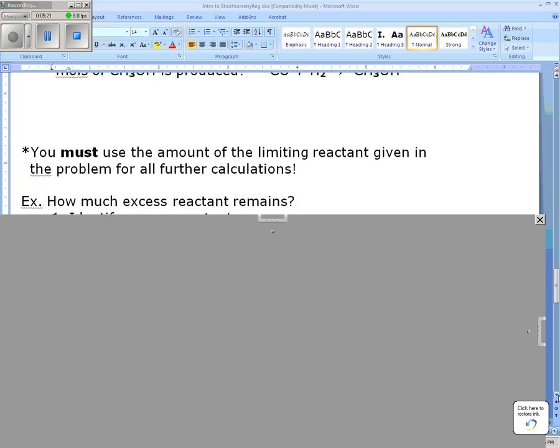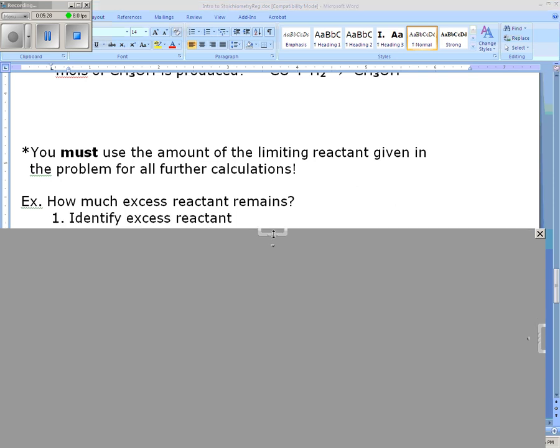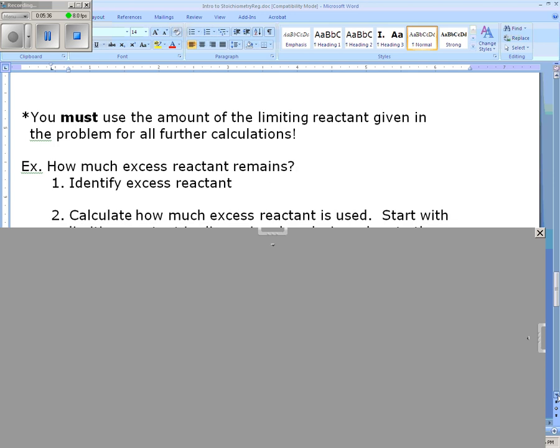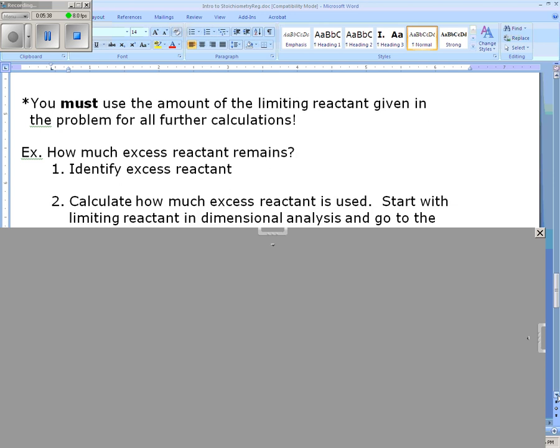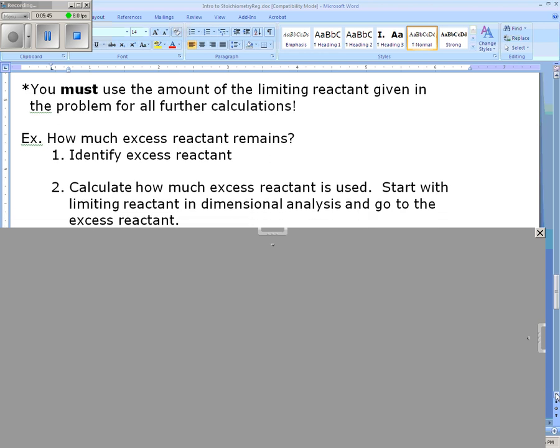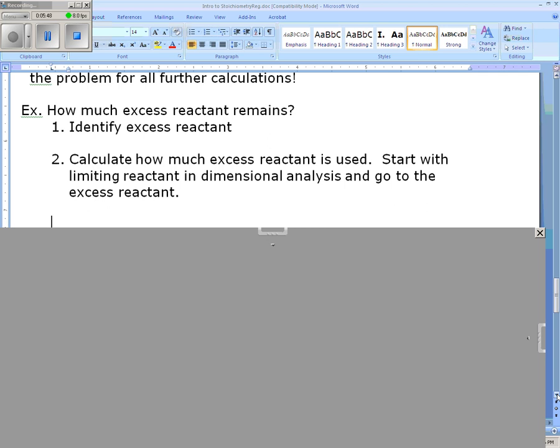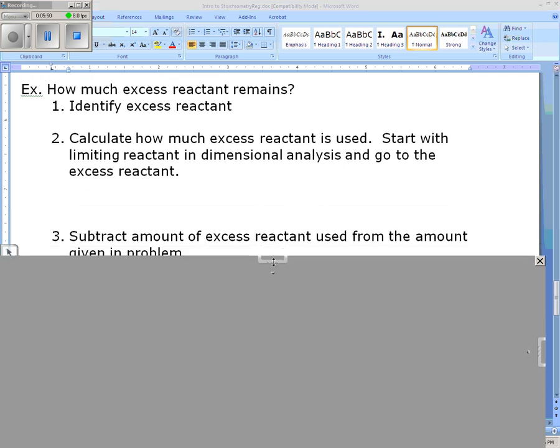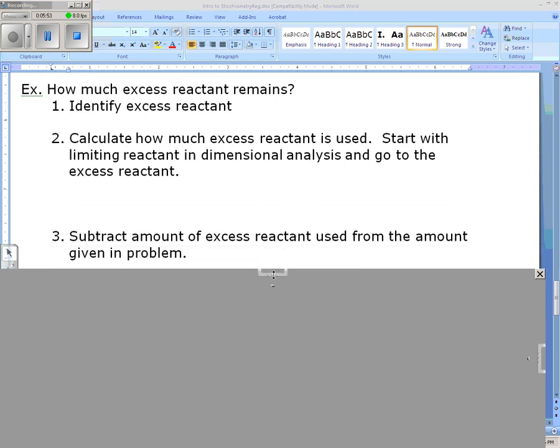All right, so a part B to this problem might be how much excess reactant remains. Now, in order to answer this particular question, we need to identify the excess reactant. That's going to be the one that's not the limiting reactant. It's the one we have extra of. Then we're going to calculate how much excess reactant is used. Start with the limiting reactant in dimensional analysis and go to the excess reactant. And then all we have to do is subtract the amount of excess reactant used from the amount given in the problem.